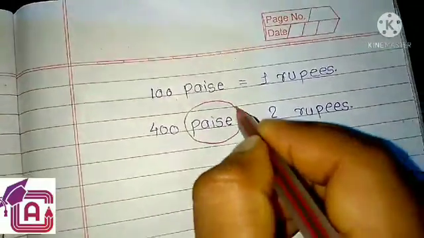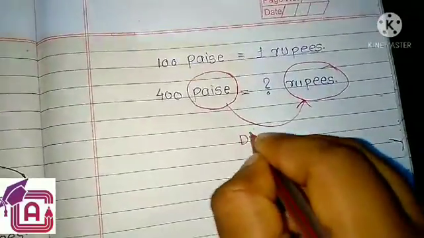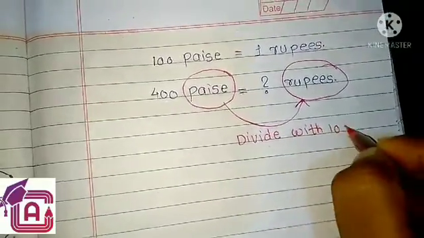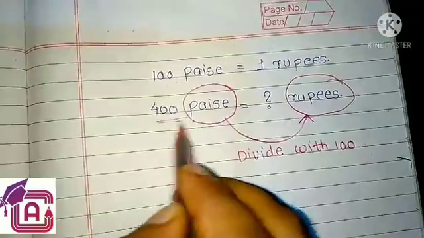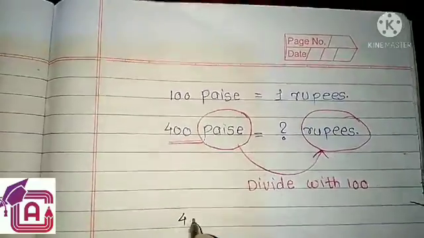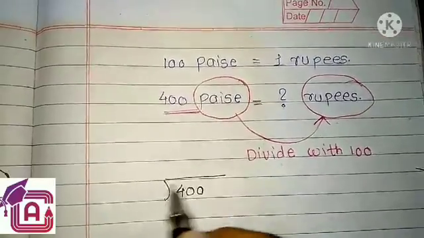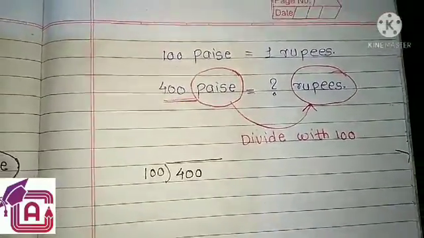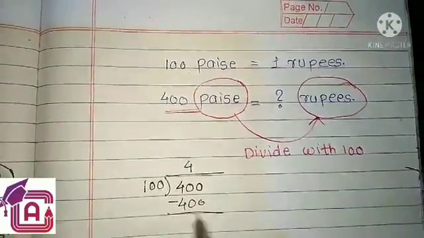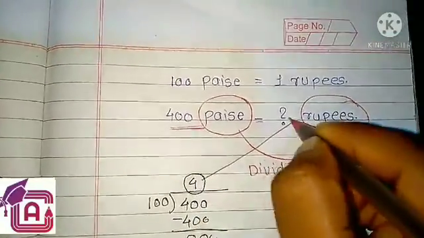When we are converting paise into rupees, what we have to do? Divide with 100. Divide this amount with 100. So how many is it? We have to count out about 100 paise. So 400 divided by 100. 100 fours are how many? 400. Remainder is 0 and quotient is this. And this quotient is equal to the rupees value.